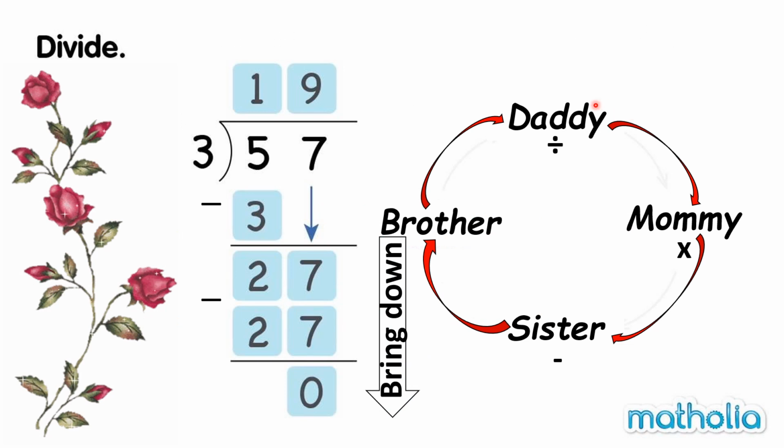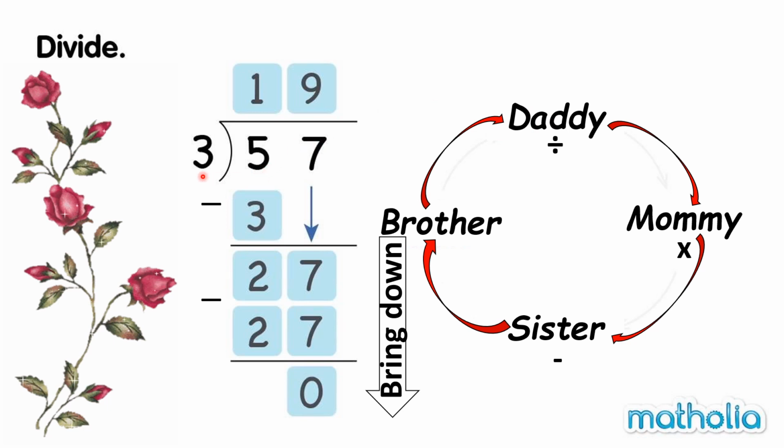As what I have said, divisibility comes from the word division or divide. This is the process on how to manually divide numbers. In this example, the problem is 57 divided by 3. Remember the step-by-step processes. Daddy, mommy, sister, and brother. Daddy stands for division, mommy stands for multiplication, sister for subtraction, and brother for bring down. Follow as we divide 57 by 3.